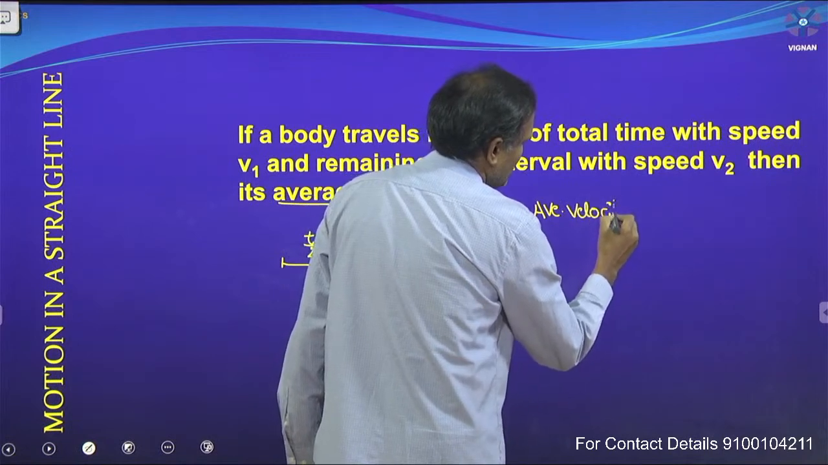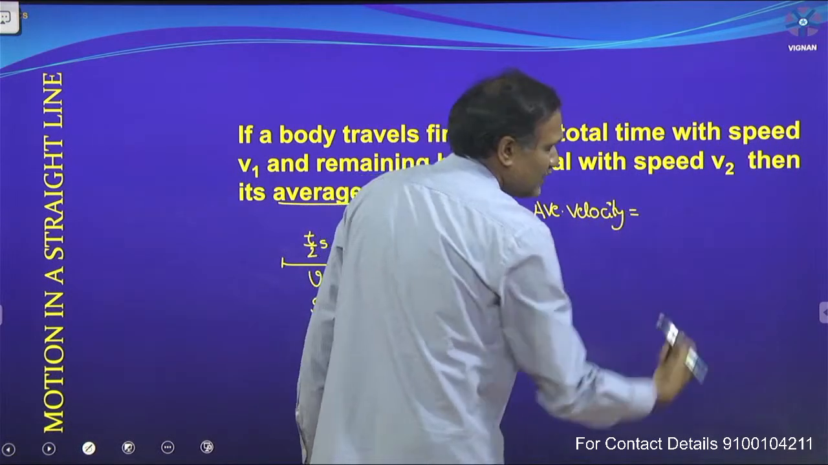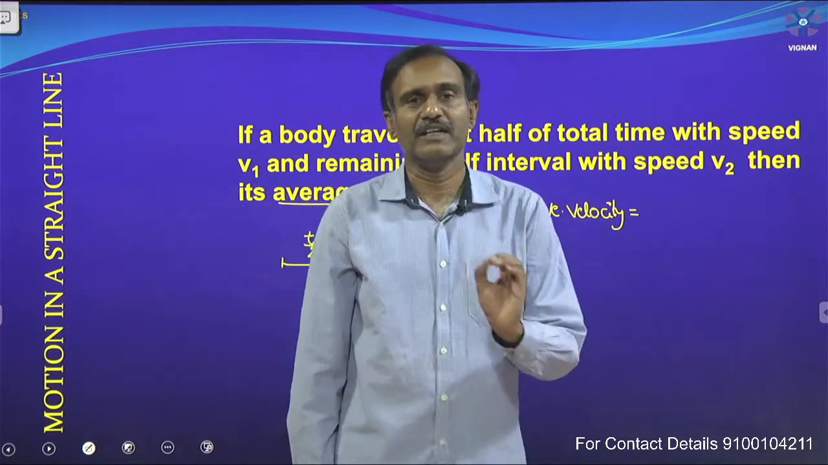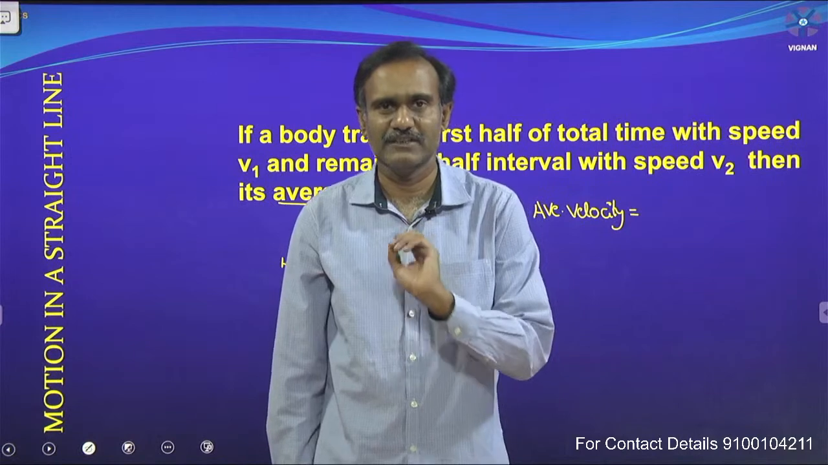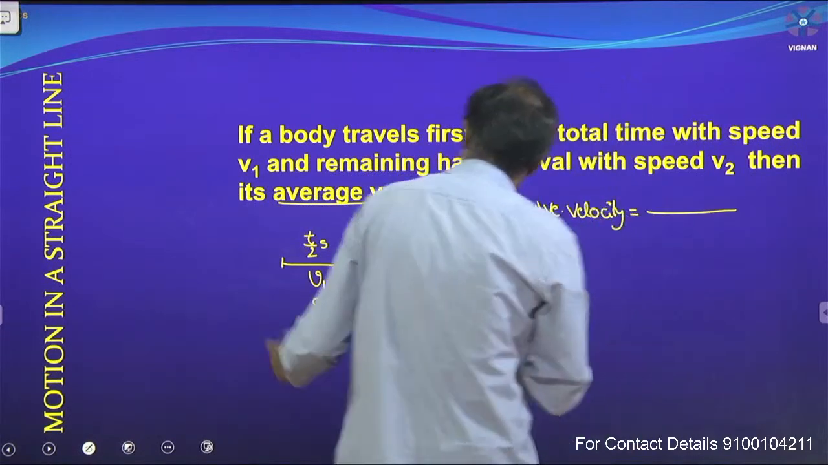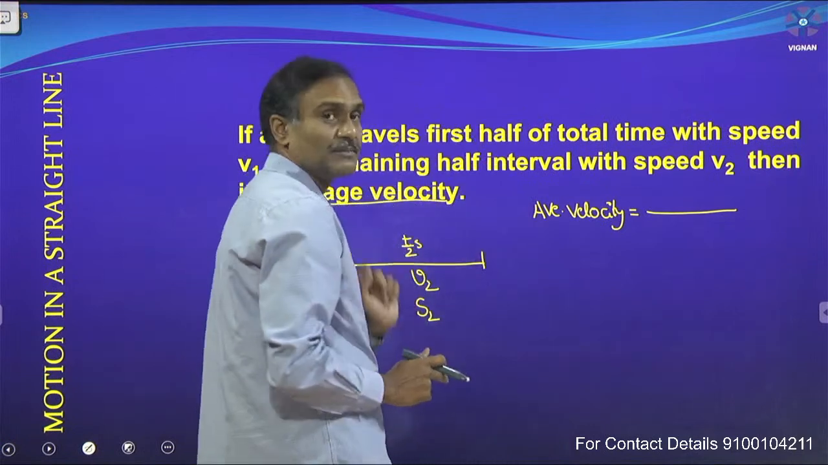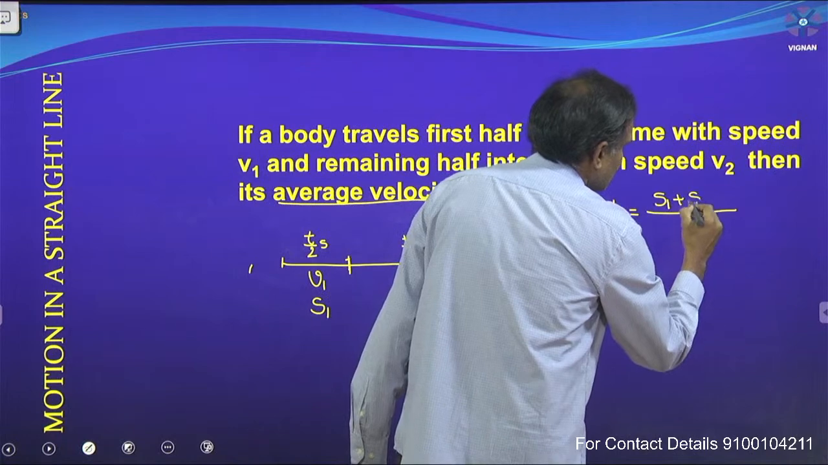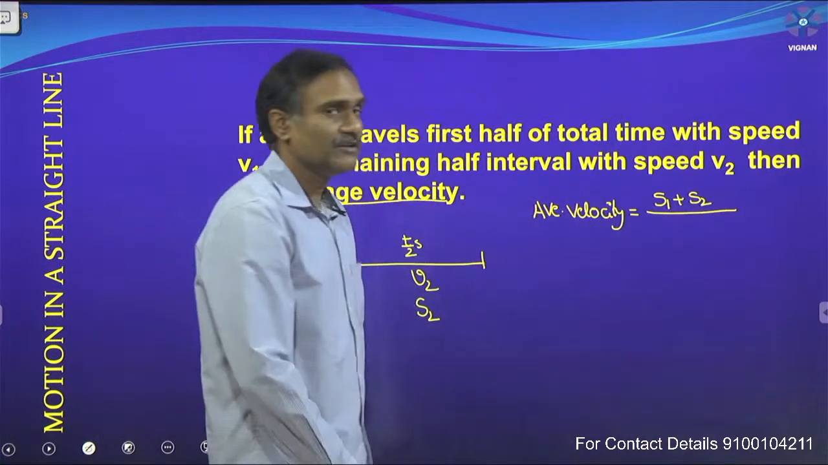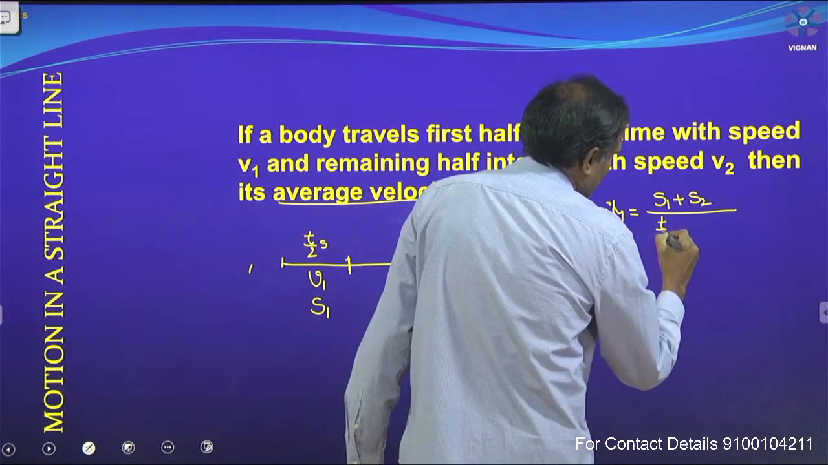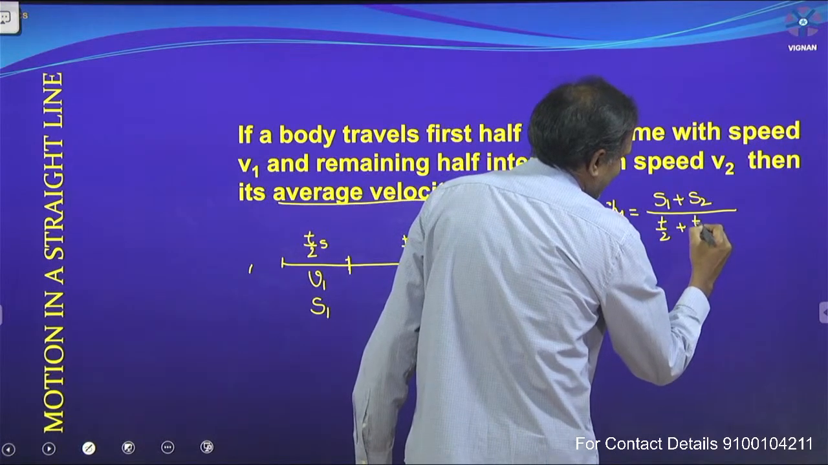Tell me what is the definition? Total displacement covered by the particle divided by total time interval. Now what is the total displacement covered by the particle for this journey? S1 plus S2. It is S1 plus S2 divided by time interval t by 2 seconds plus t by 2 seconds.